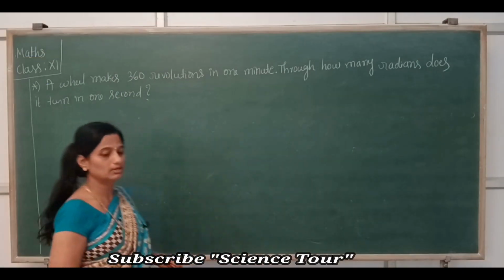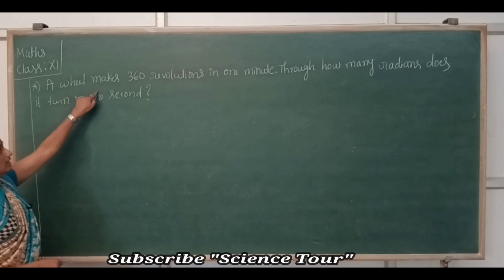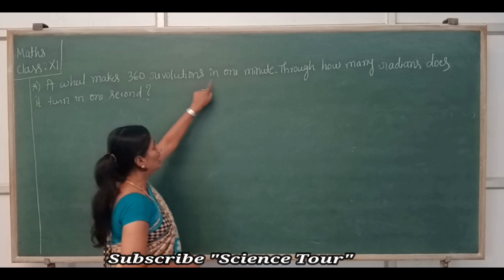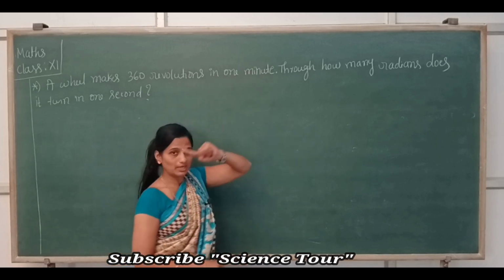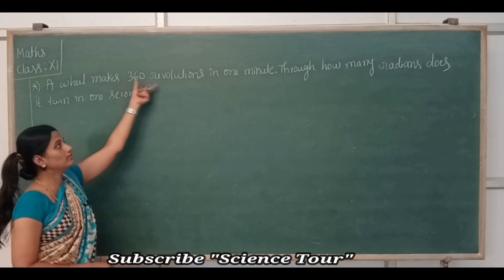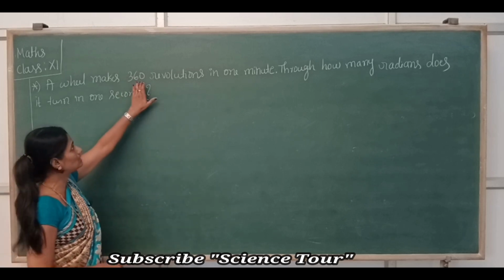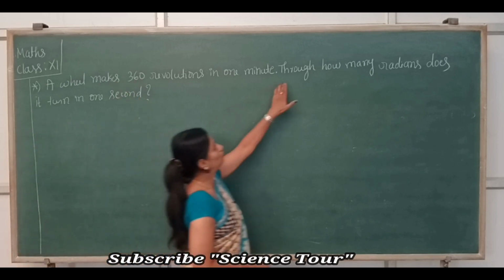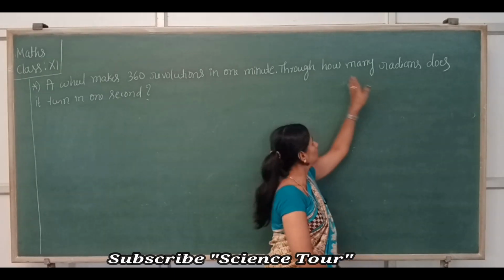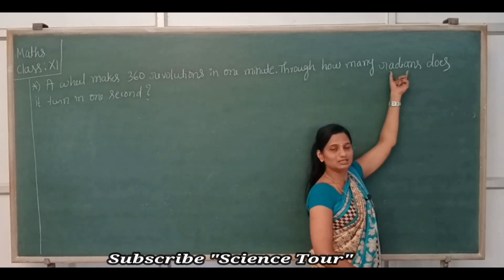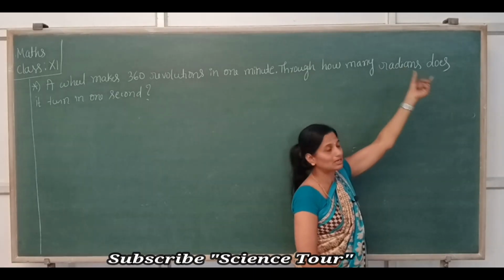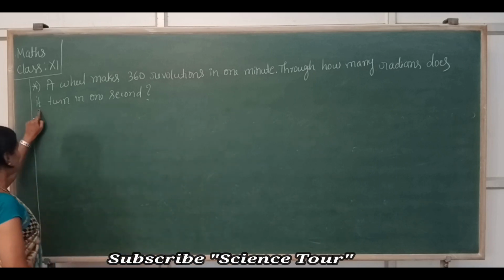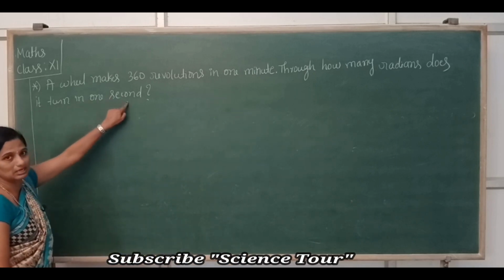Hello students, now next question. A wheel makes 360 revolutions in 1 minute. So in 1 minute, how many revolutions? 360 revolutions means 360 rounds. Next, through how many radians? Through how many radians means what to find out? Angle in radian. Through how many radians does it turn in 1 second?